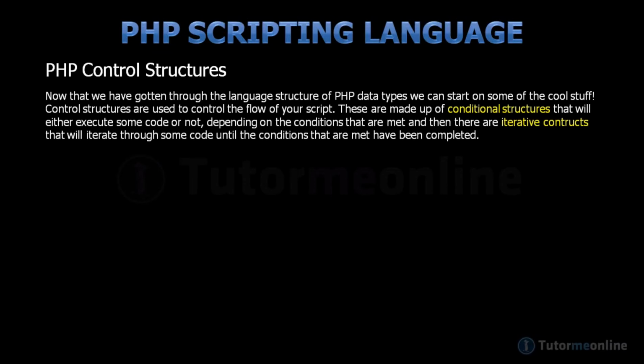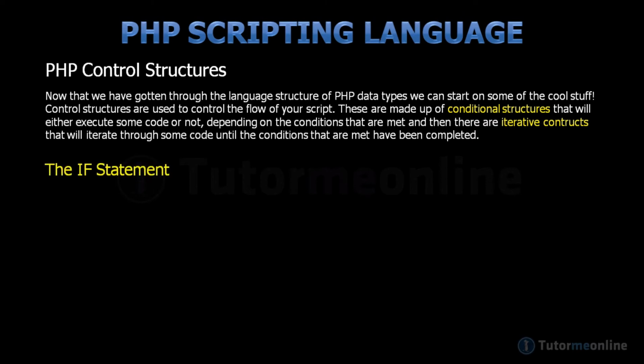Now that we have gotten through the language structure of PHP data types, we can start on some of the cool stuff. Control structures are used to control the flow of your script. These are made up of conditional structures that will either execute some code or not, depending on the conditions that are met. And then there are the iterative constructs that will iterate through some code until the conditions that are met have been completed.